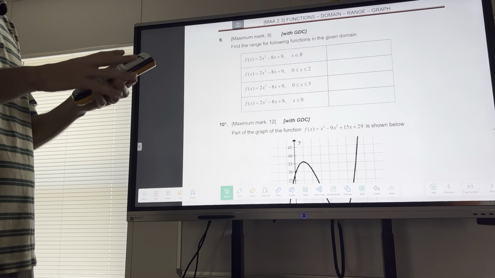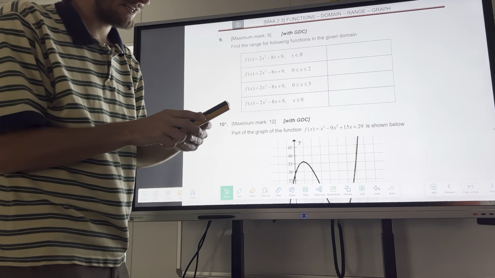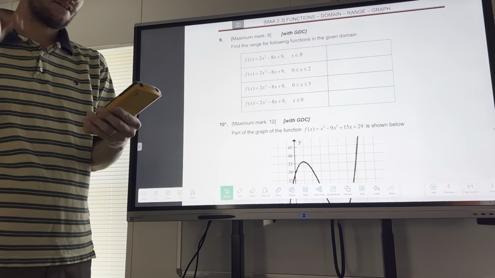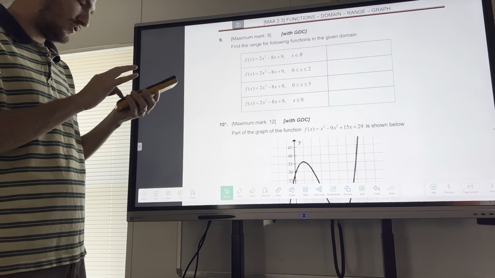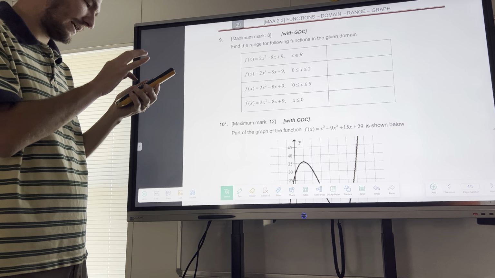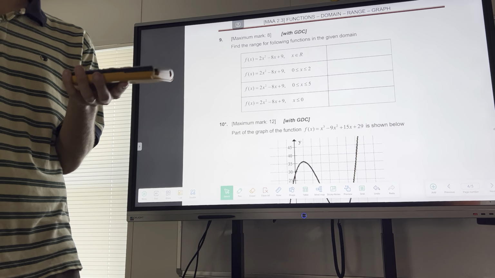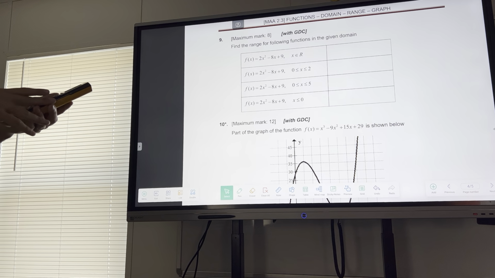The good news is it says with GDC, a graphic display calculator. How can we type this function into the calculator? Y equals, and so let's get that in there. 2x squared minus 8x plus 9. Part of why we're doing this together is I want to make sure you know how to do all of these calculations and stuff using the calculator.